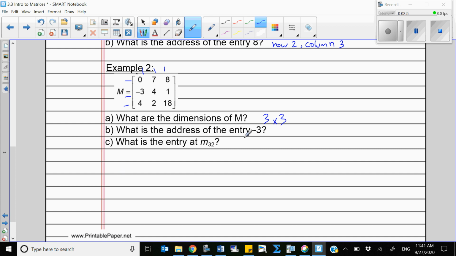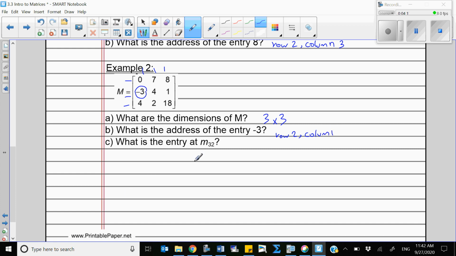What is the address of the entry -3? Okay, so that's here. Which row is it located at? It's located at row 2. Which column is it located at? Column 1.